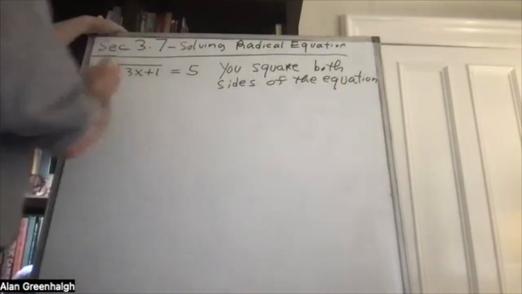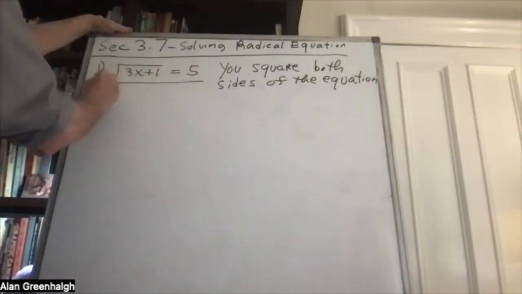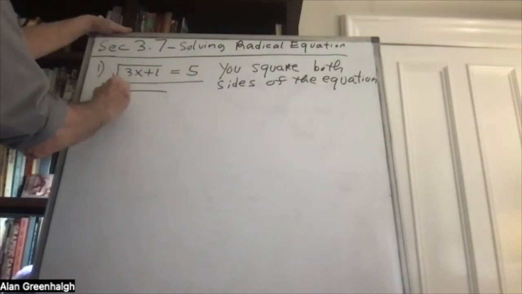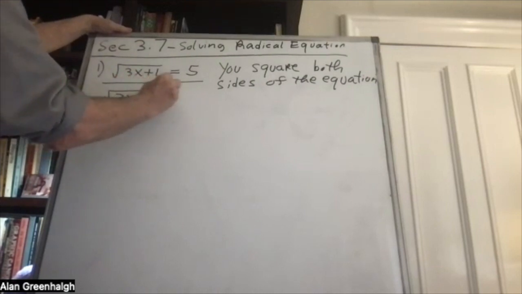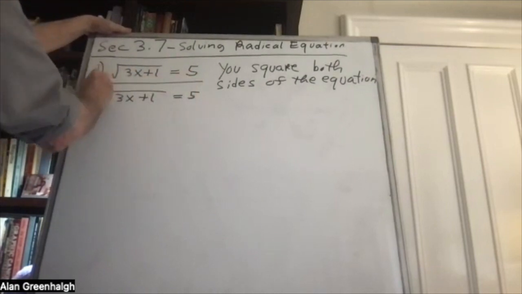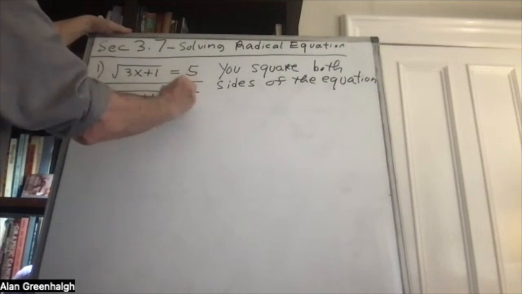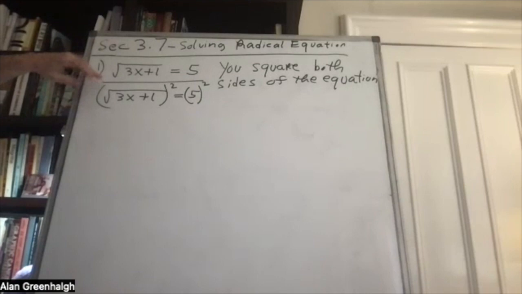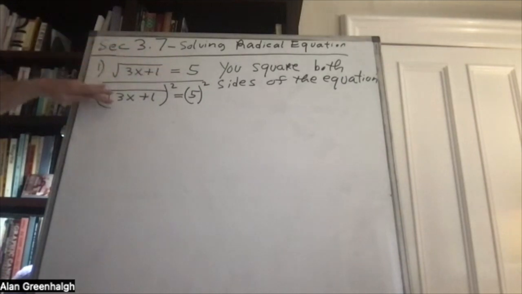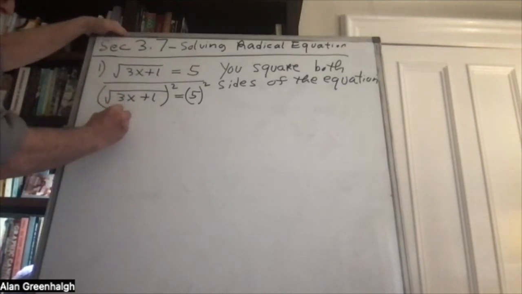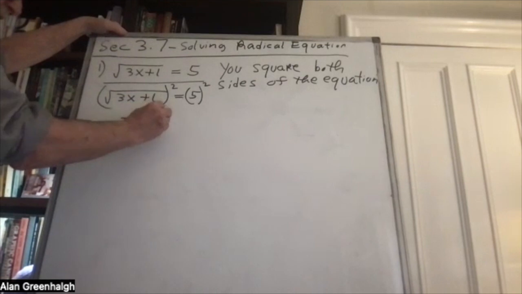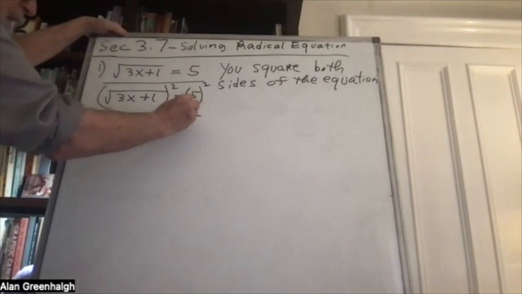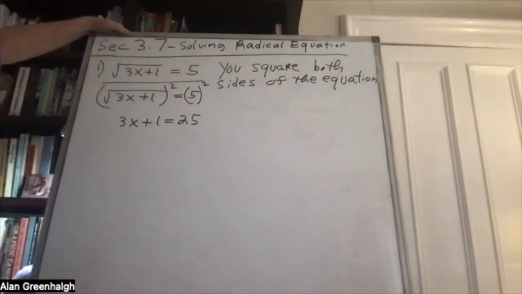Okay, let's draw a line. As we always solve equations, you should always keep the original because you never know when you may need it. Square both sides of the equation. And when you square a square root, remember we've done this a million times, you wind up with what's in the radical sign. And that will be equal to 25.